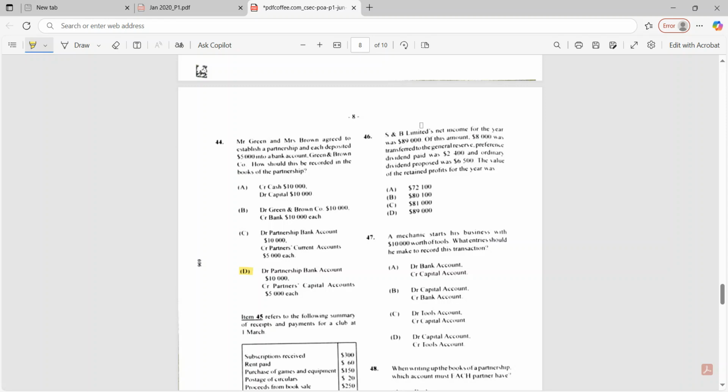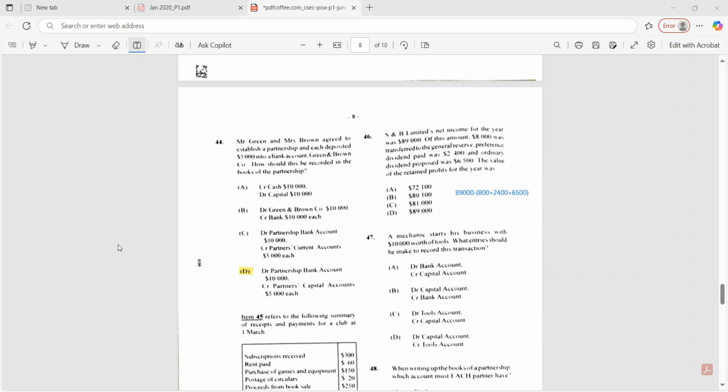S&B Limited net income for the year was $89,000. Of this amount, $8,000 was transferred to the General Reserve. Preference dividends were paid of $2,400 and ordinary dividends was $6,500. The value of the retained profits for the year was, so how much did we have remaining after we did all of those? So it's 89,000 minus, put in brackets, 8,000 plus 2,400 plus 6,500. Put that into your calculator now.